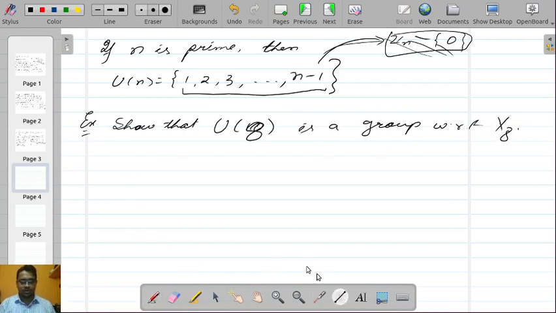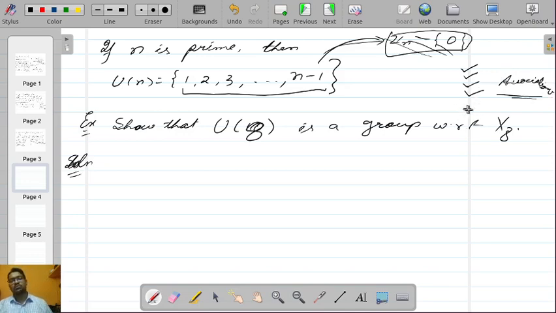How will you do it? We'll construct the composition table. From the composition table I'll get an idea about the closure property, the commutative property, the existence of identity, and the existence of inverse. The only thing left is the associative property, and as we have already explained in the earlier class, we'll just state that multiplication modulo n is an associative operation. Everything else we'll get from the table itself.